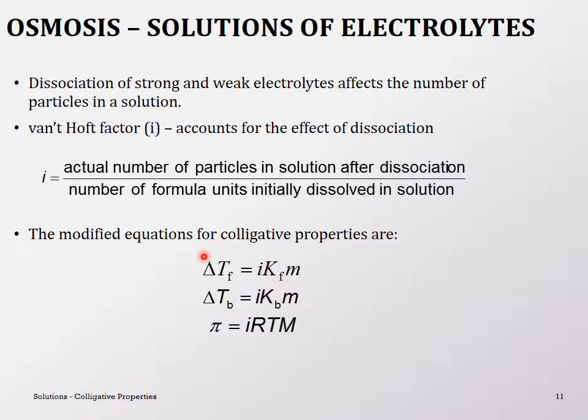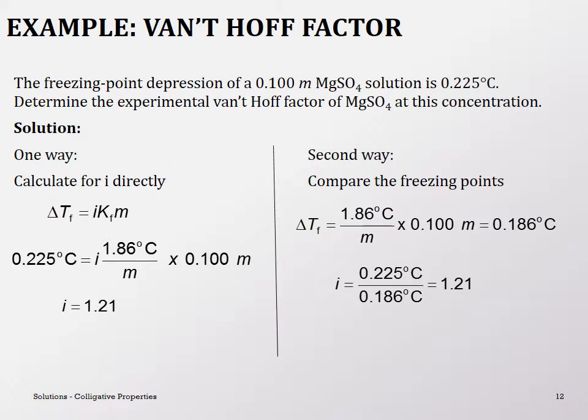So that's how you use the Van 't Hoff factor. Very simple and very easy to use. So here's an example for that calculation. The freezing point depression of a 0.1 molar magnesium sulfate solution is 0.225. Determine the experimental Van 't Hoff factor. So we're going to calculate for i in this case.